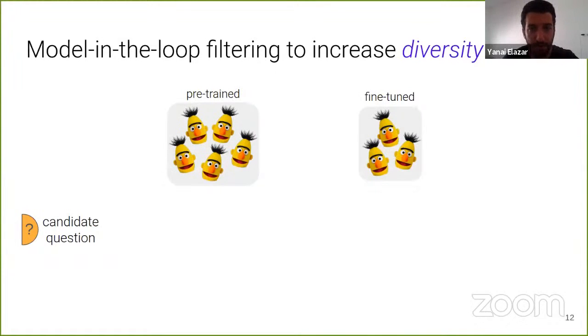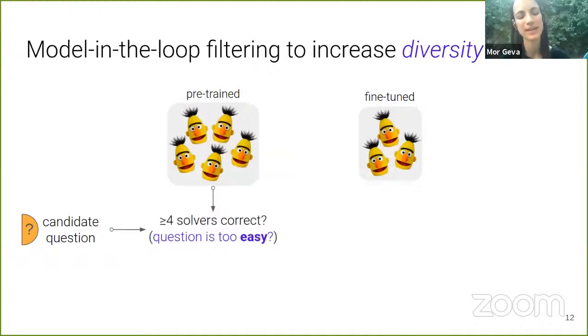You said that you had multiple models fine-tuned on QA data, and that's it. Great. So we ran this question against these solvers, and if at least 4 of them answer it correctly, then we assume the question is too easy and we reject it. Now this part is not about diversity yet, but I had to mention it because it's part of the solution. But now comes the diversity-increasing part.